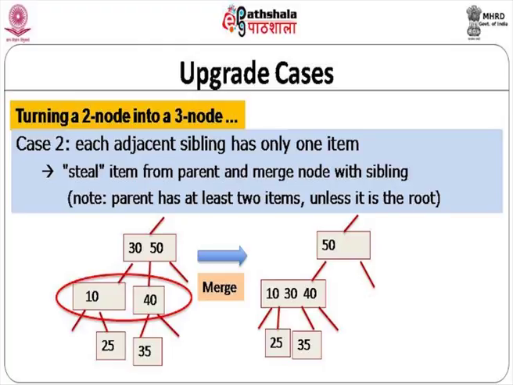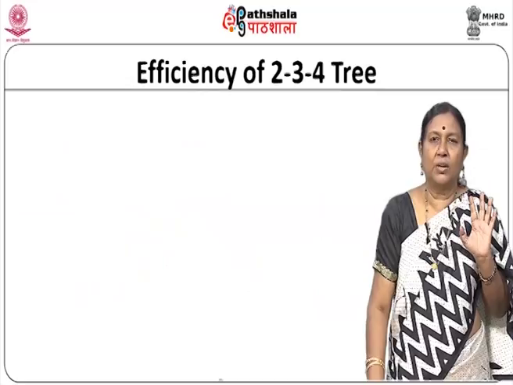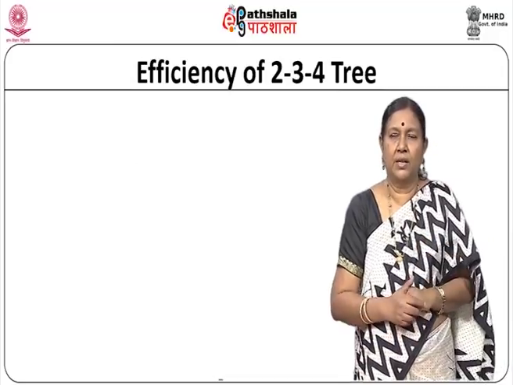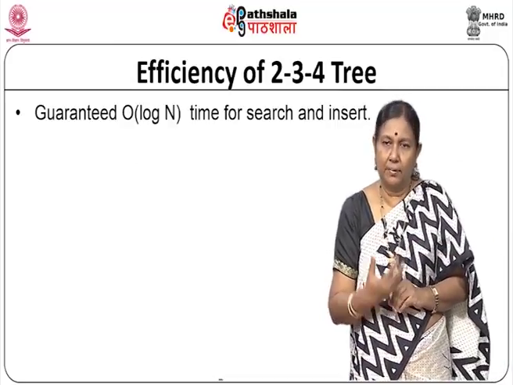A node's parent has at least 2 items unless it is a root. So, unless it is a root, it will have a minimum of 2 items. So, there is a merge operation. So, let us look at the efficiency of a 2, 3, 4 tree. In the deletion we saw that we do a merge and a rotate.